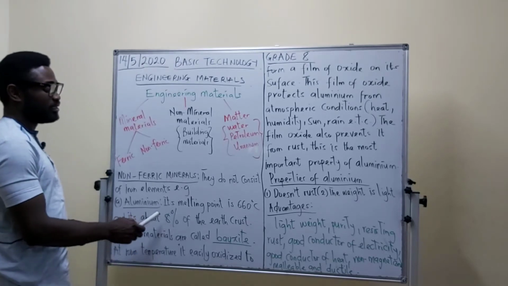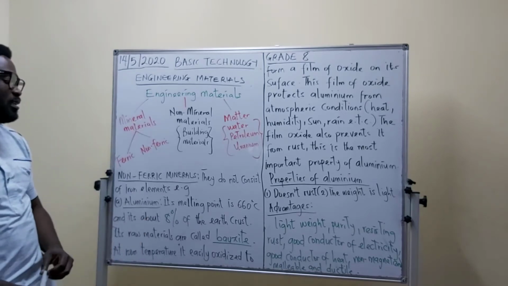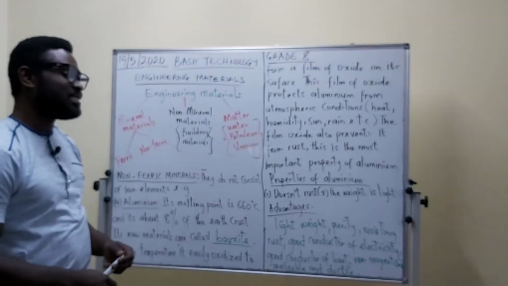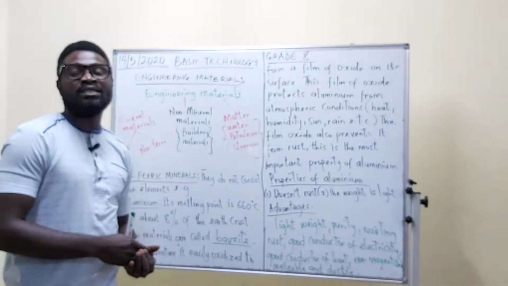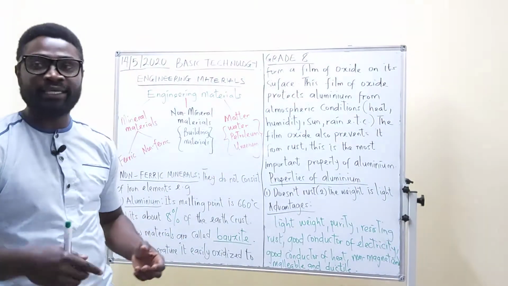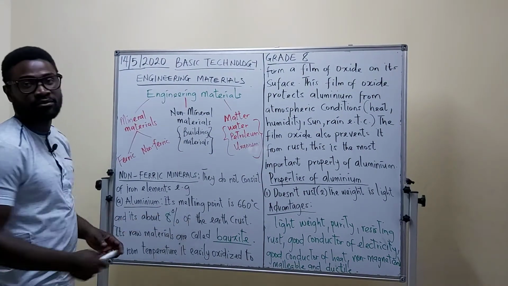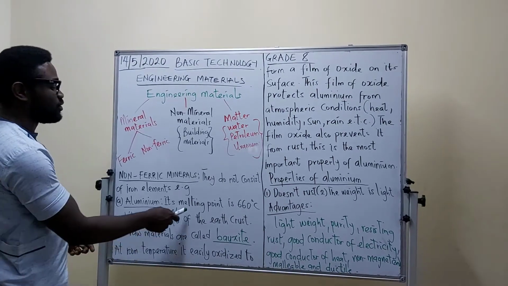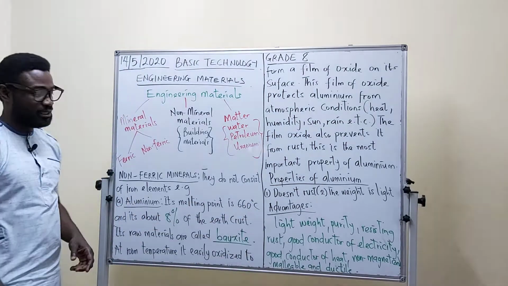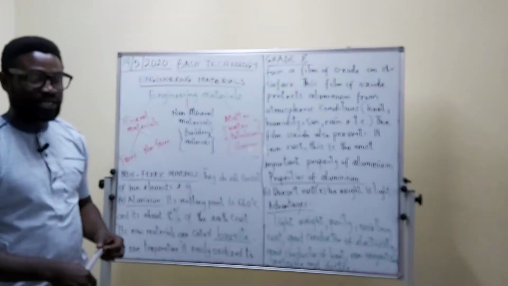Now, its melting point is 660 degrees centigrade, and it's about 8% of the Earth's crust. So what are we talking about when we speak of melting point? It means if it is subjected under certain temperature, created probably by fire or heat or pressure, aluminium will melt. That is what we refer to as the melting point. It means at this exact temperature, aluminium will melt.